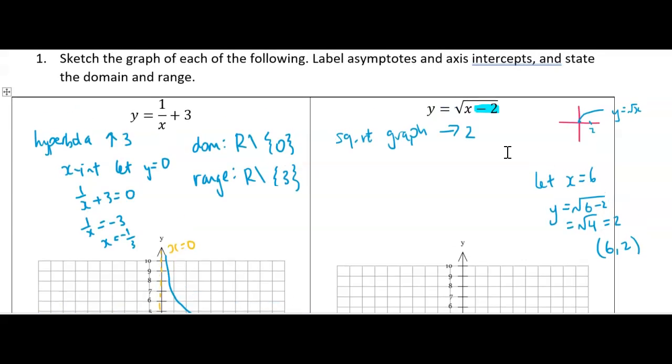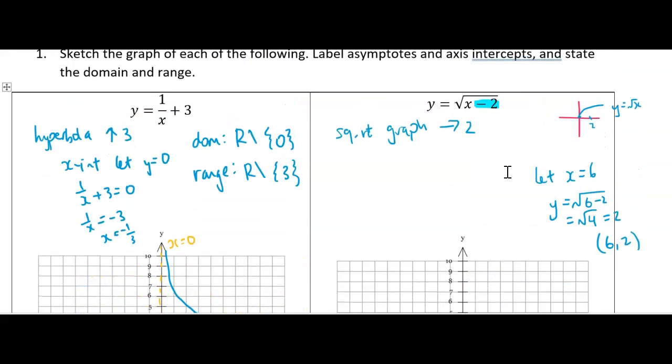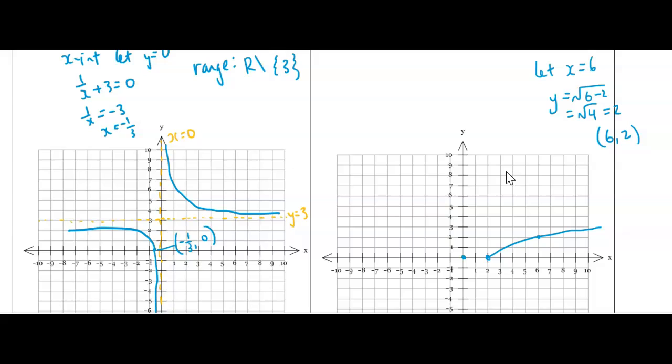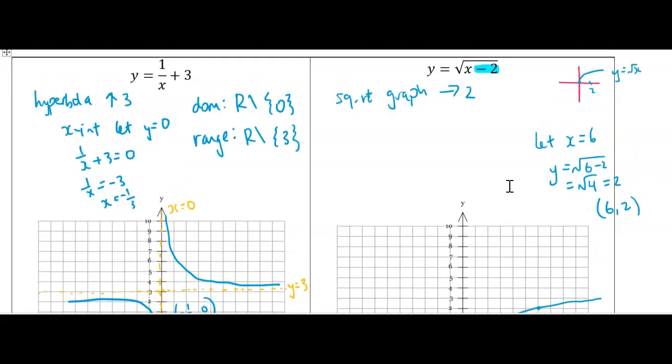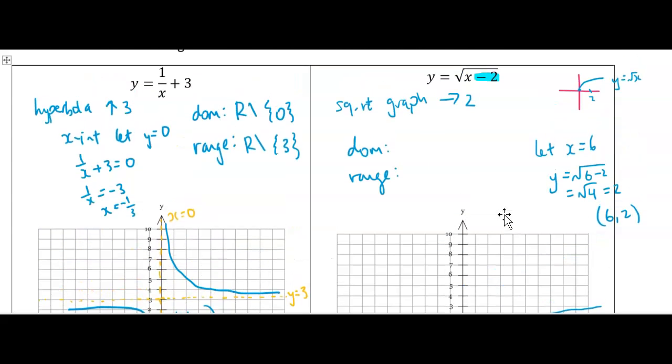Remember, we have to put on any asymptotes. There's no asymptotes for a square root graph. Axis intercept, so there is this one here at 2, 0, so I'll put that on. And then we've got to do our domain and range. So your domain and then the range. All right, so your domain, we're starting at 2, and it includes 2. And we've got to go to infinity.